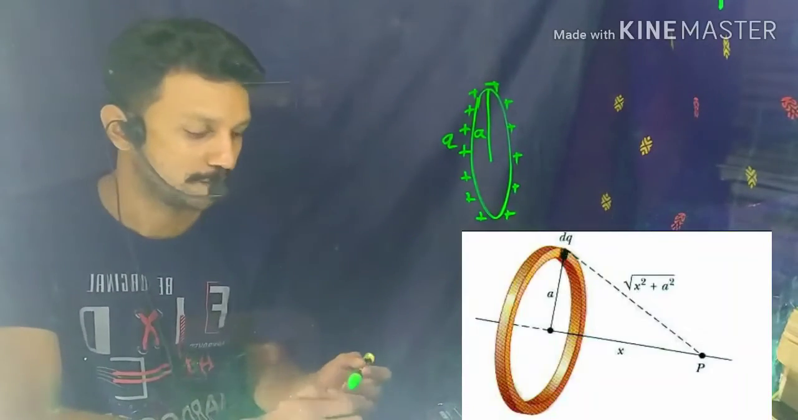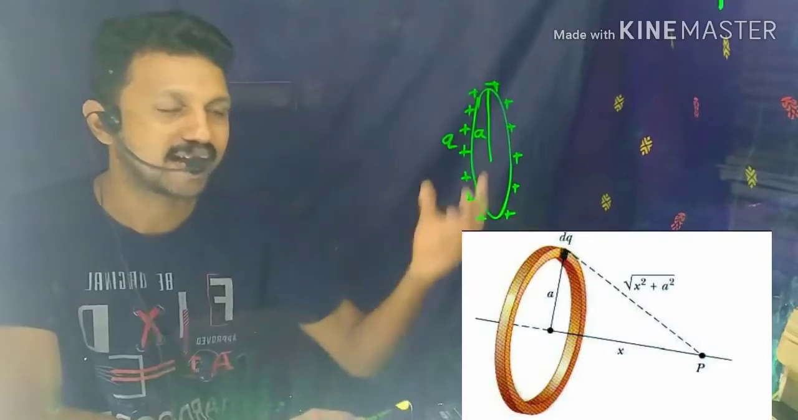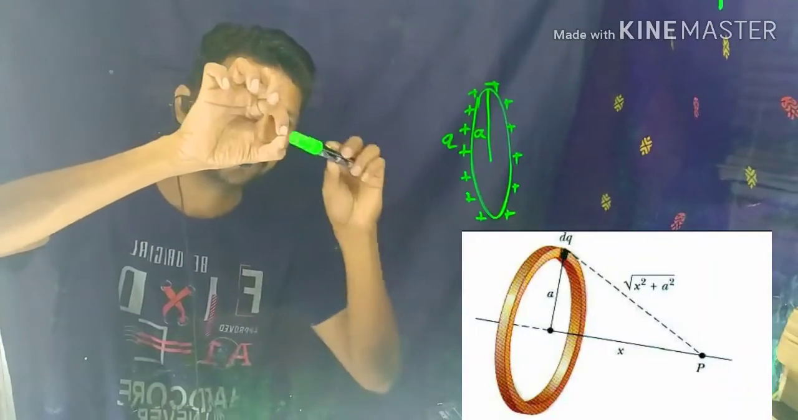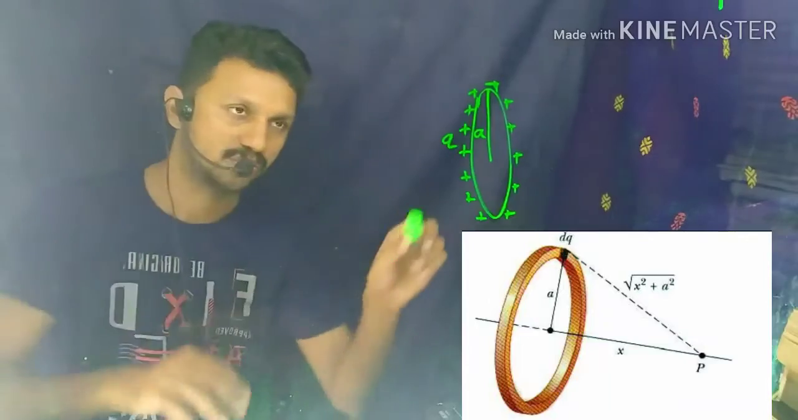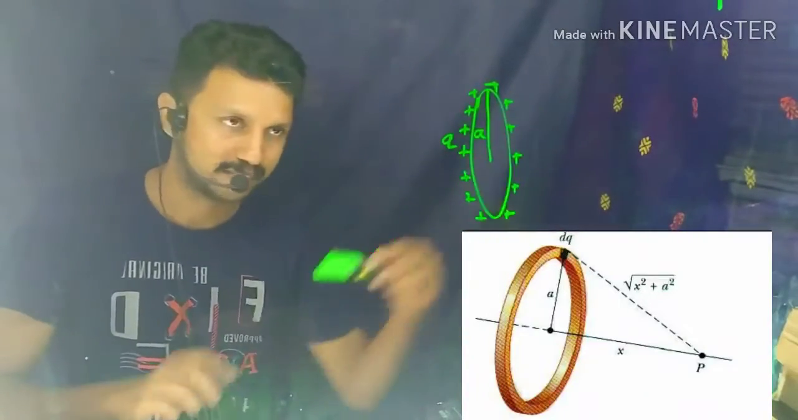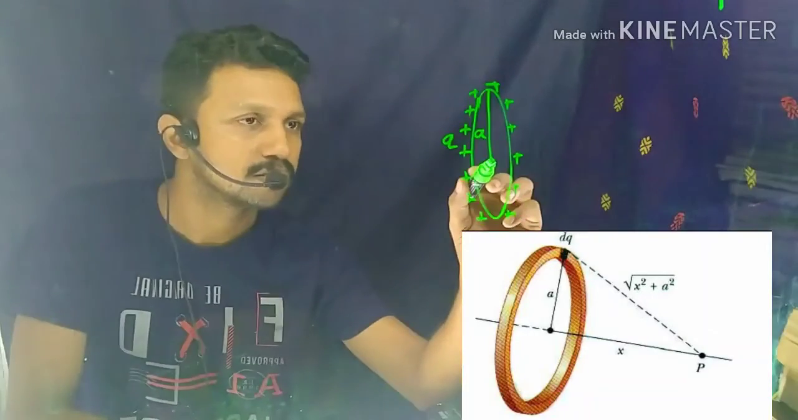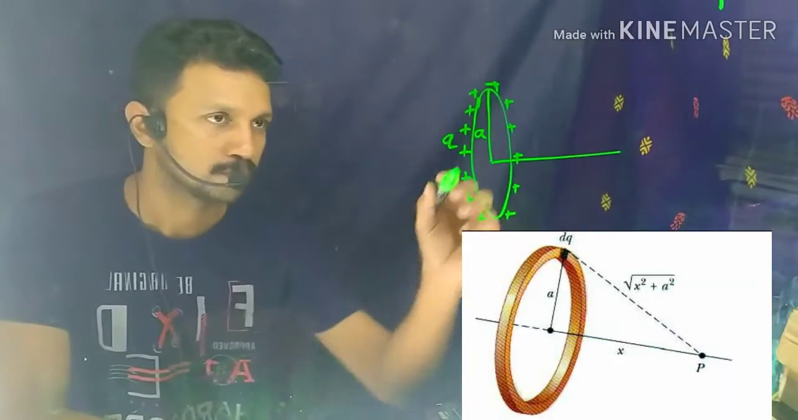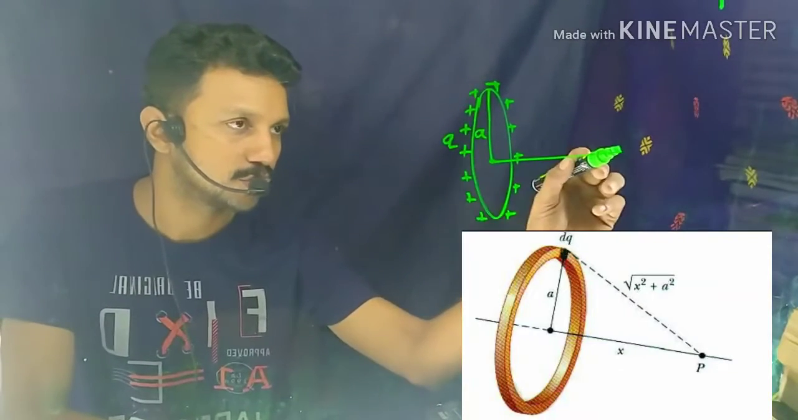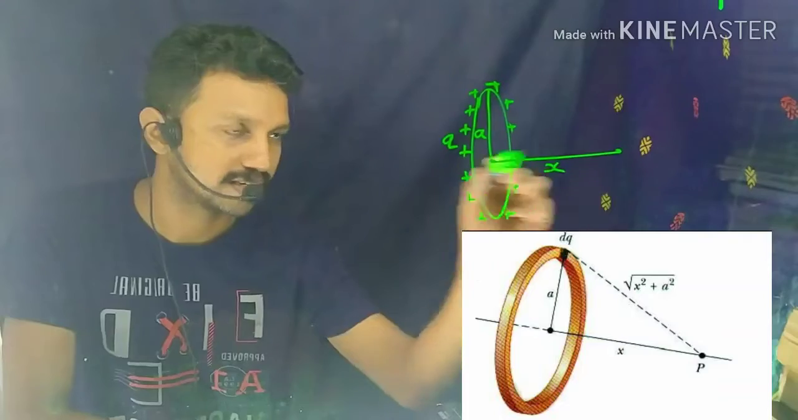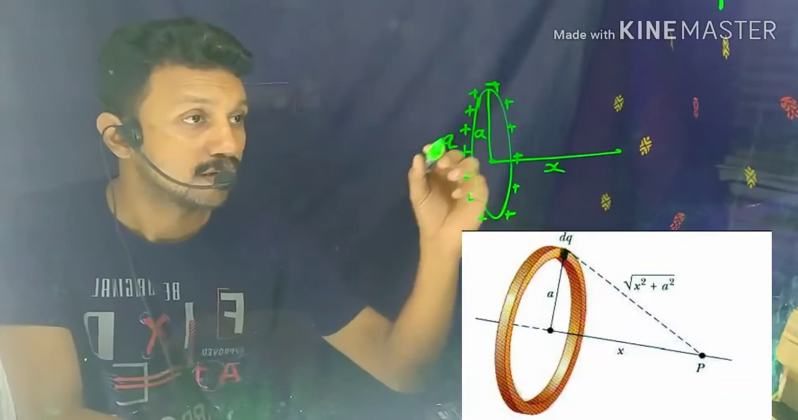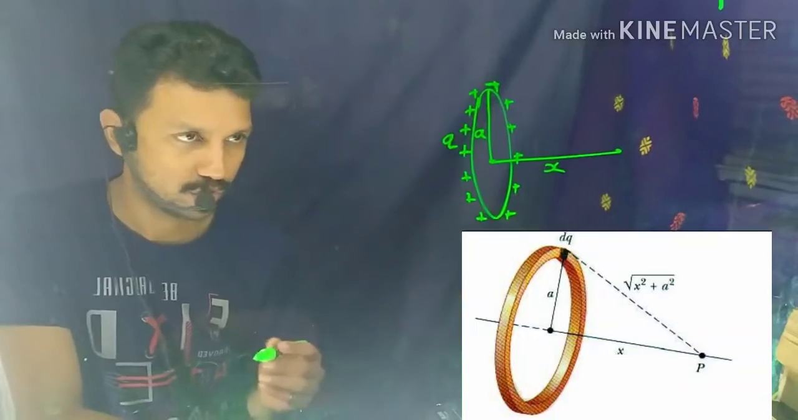Our task is to find out the electric field intensity at the axis of the circular loop. That means consider this as a circular loop, then this is the axis. Therefore, if we are having a circular loop like this, assume that this is the axis. The distance from the center to the axial point, let me call it x. Then our task is to find out the electric field intensity over here.